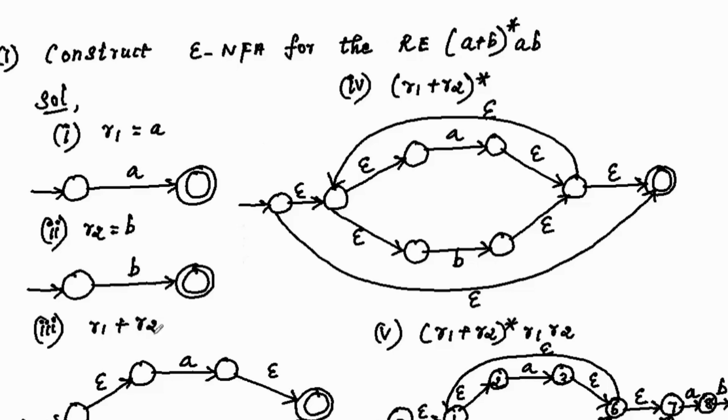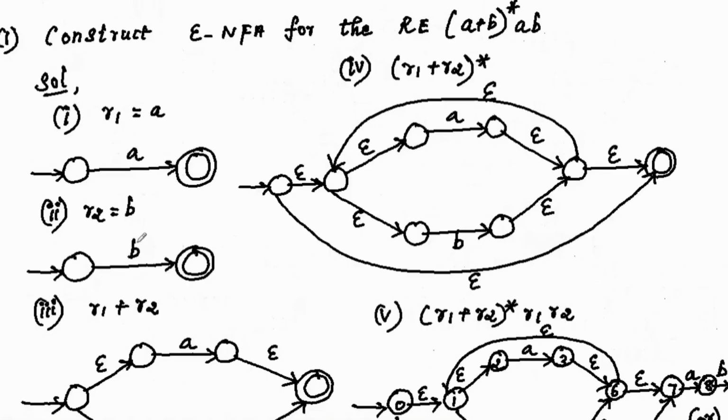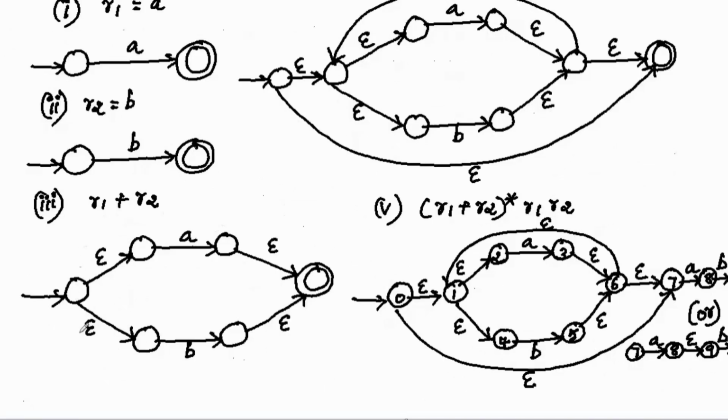So R1 plus R2. Because a is assigned to R1, b is assigned to R2. Then perform the union operation R1 plus R2. Combine these separately drawn A and B transition diagrams. Create NFA fragment for A and B separately.